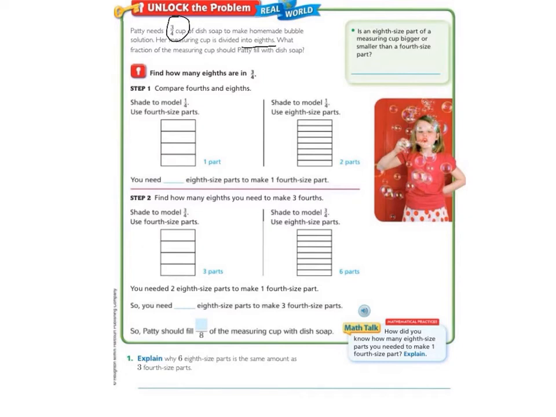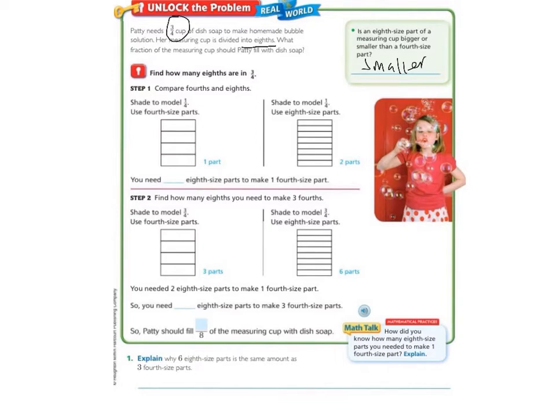And on the right, the first thing that it asks us is, is an eighth of a measuring cup bigger or smaller than a fourth? Well, an eighth is smaller because it's the same amount, 1 cup, but it's divided into 8 parts instead of being divided into 4. So an eighth is smaller than a fourth. Let's shade below to see how they compare.